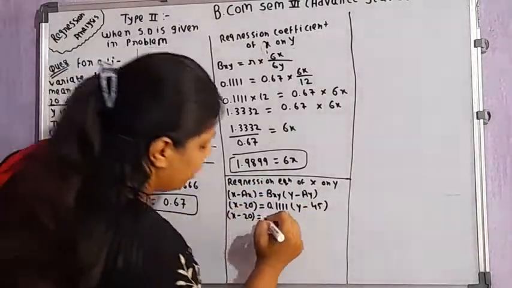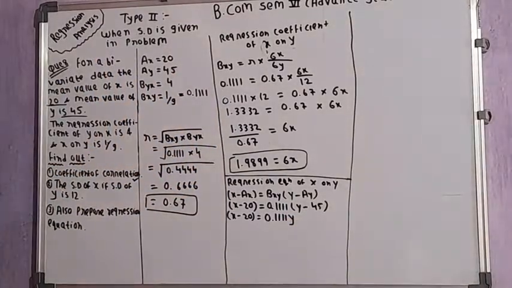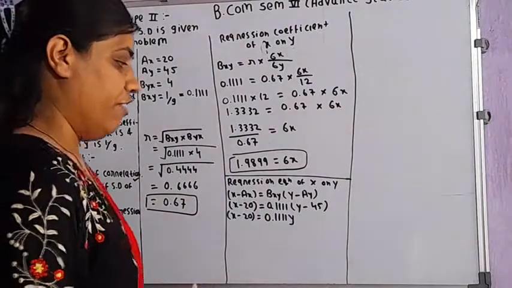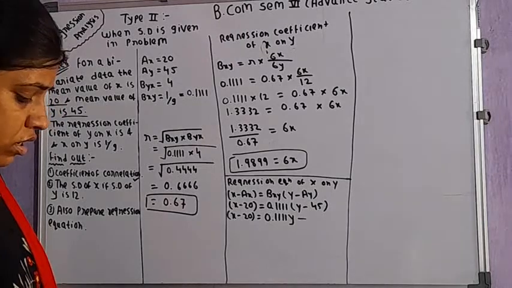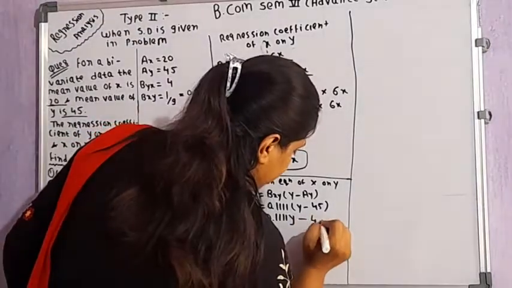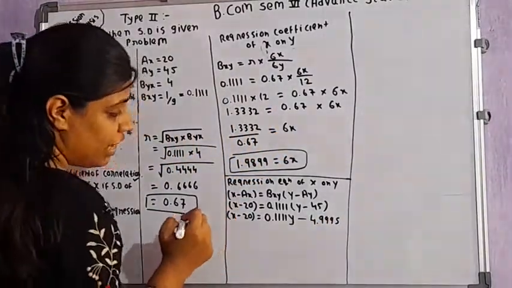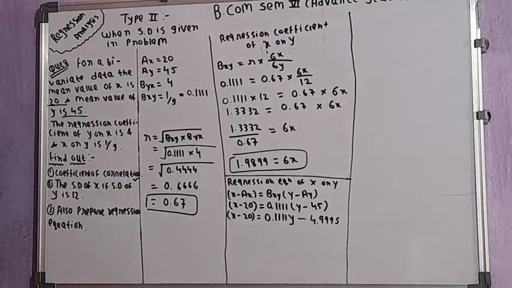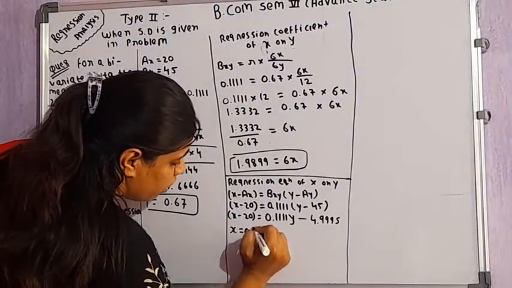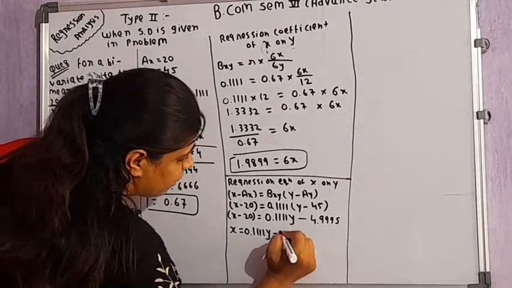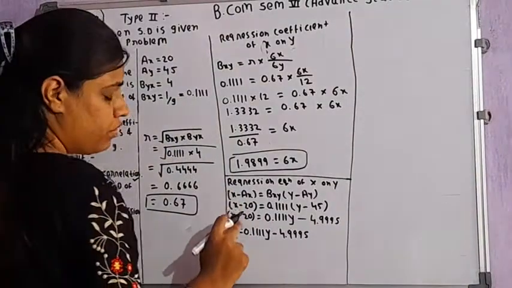So it will become 0.1111y. Then 0.1111 into minus 45. Plus into minus, minus. So the value will come 4.9995. Okay. So this way we have to derive the equation by which we can find out the value of x if the y is available. Okay. So here x is equals to 0.1111y minus 4.9995 minus 20. 20 is there in the minus.